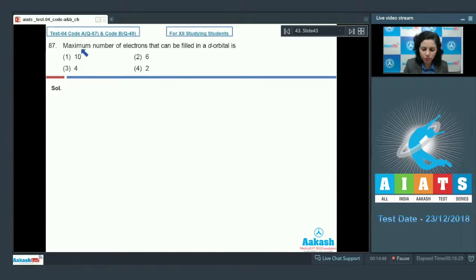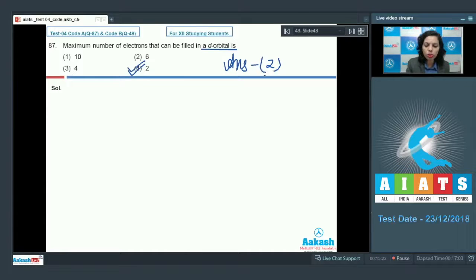Let's take the next question. Question number 87. Maximum number of electrons that can be filled in d orbital is. If we talk about d orbital, we know that in any orbital, the maximum number of electrons that can be filled is 2 only. So if we talk about one d orbital, there can be a maximum of 2 electrons. So on that basis, I'll choose the fourth option as the correct option.